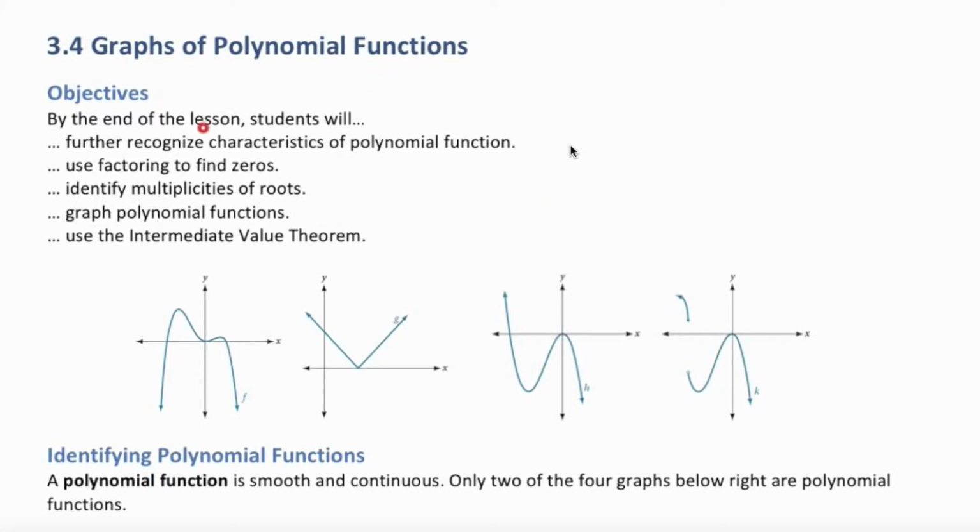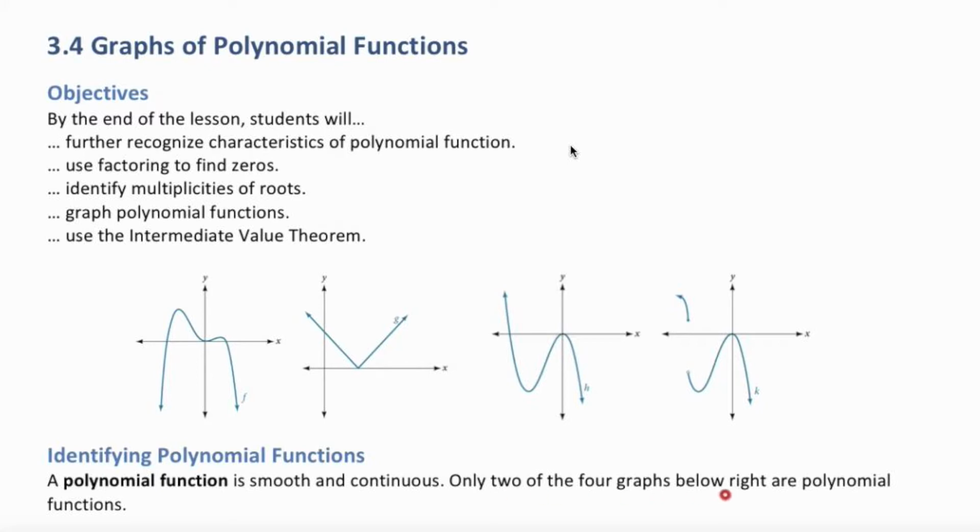By the end of the lesson, you will be expected to recognize characteristics of polynomial functions, use factoring to find zeros, identify the multiplicities of roots, graph polynomial functions, and use the intermediate value theorem. Let's start by identifying polynomial functions. A polynomial function is smooth and continuous.